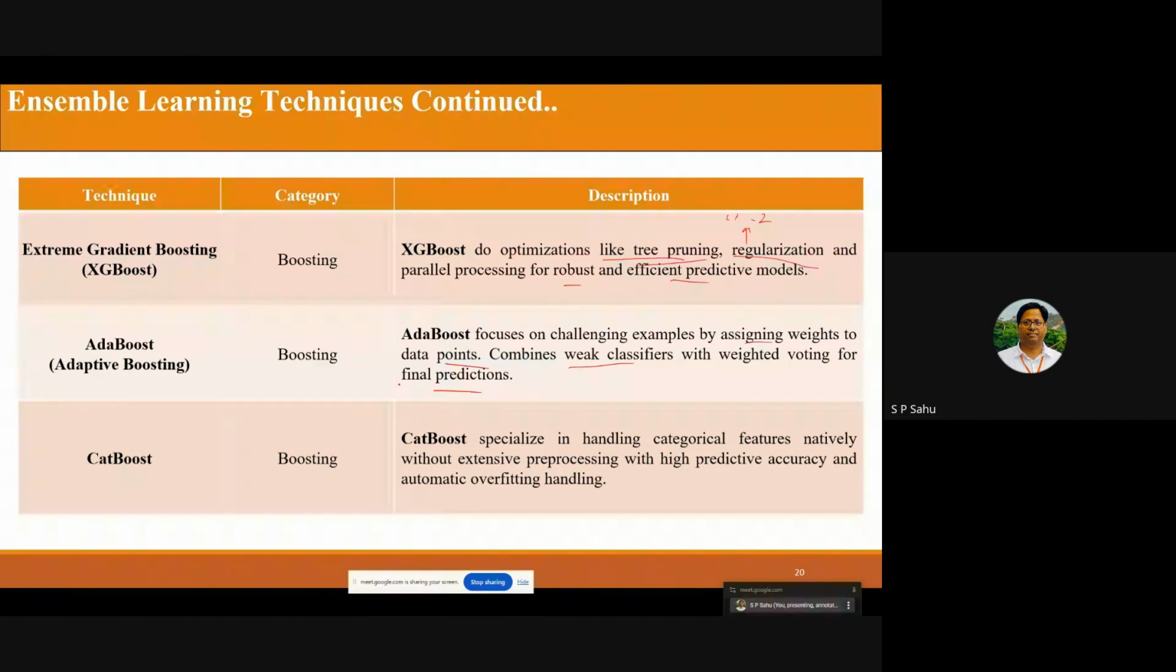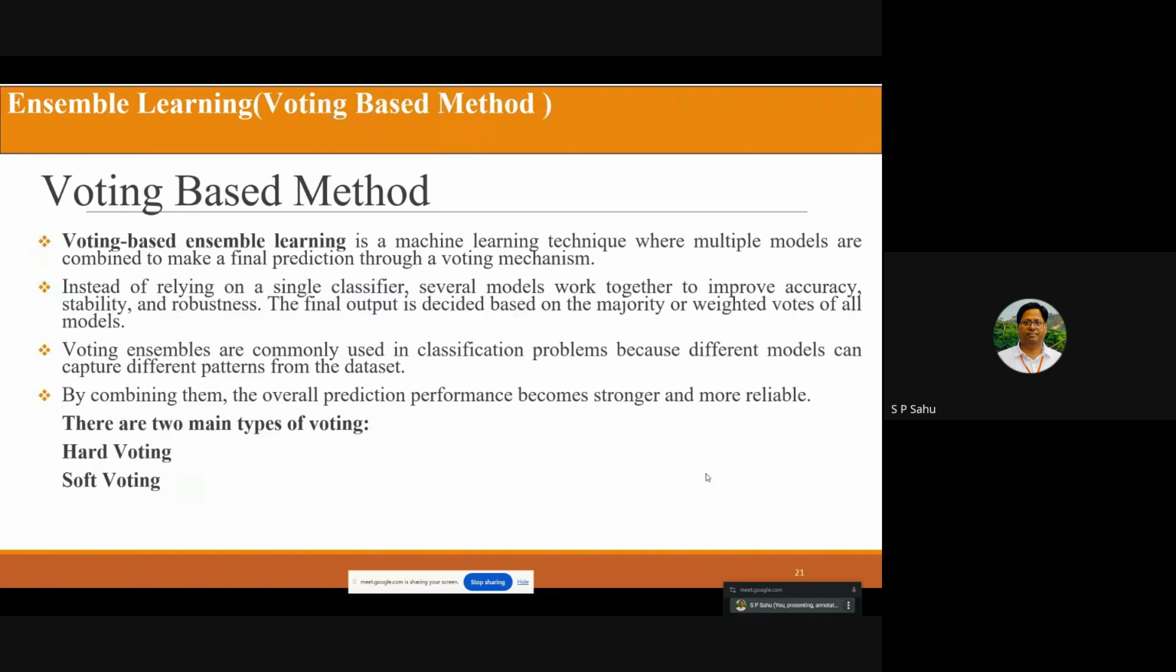CatBoost is another boosting technique, specialized in handling categorical data or categorical features without extensive pre-processing. That means there is no pre-processing, with complete dependency on the particular weak learner model only. However, it will generate high predictive accuracy, with overfitting issues handled.